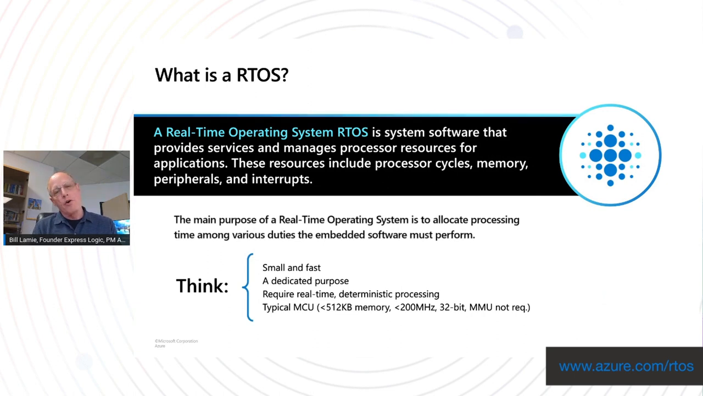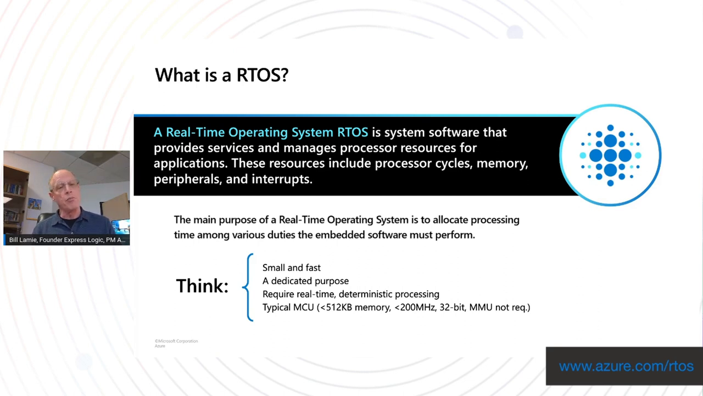What is an RTOS? We'll go quickly over this because this audience is pretty savvy with what an RTOS is. At the highest level, an RTOS is used to allocate processor time, so the application doesn't have to do it in a big while loop or some other mechanism. When you think of an RTOS, generally you want to think small and fast, something that has a dedicated purpose, and something that requires real-time deterministic processing. In most cases, the RTOS is used on a processor that has less than 512 kbytes of memory, maybe less than 200 megahertz, doesn't require an MMU.